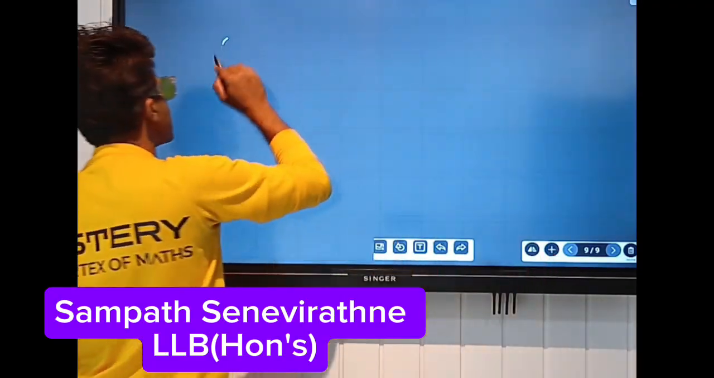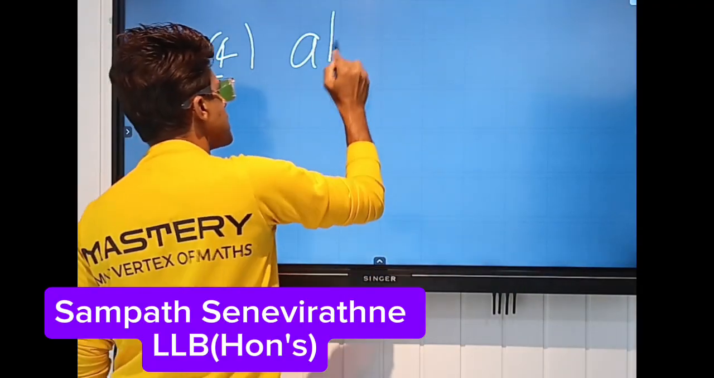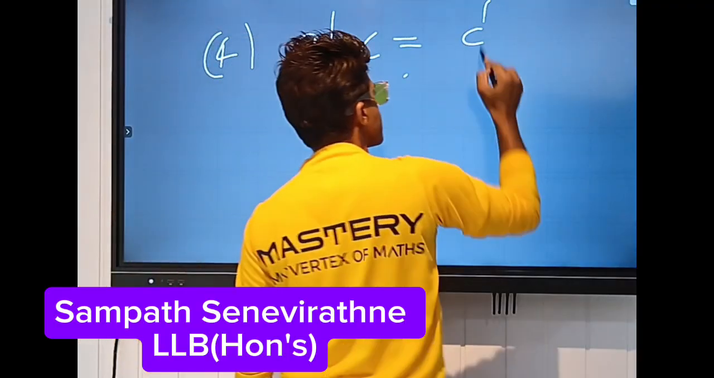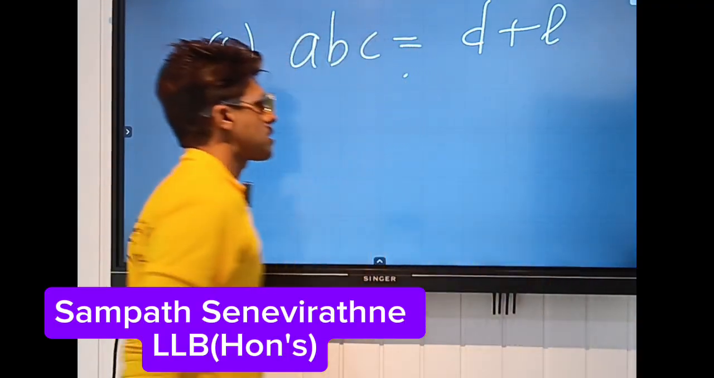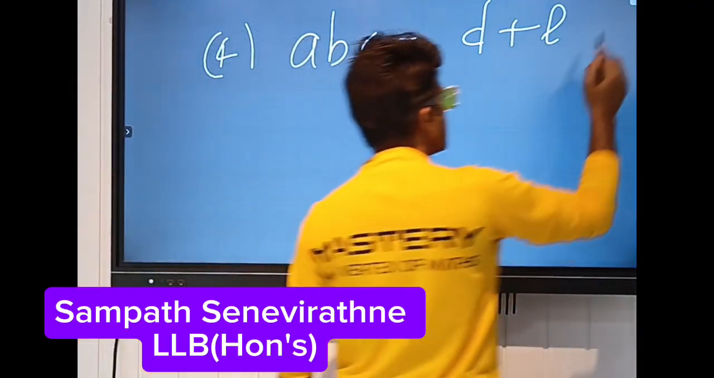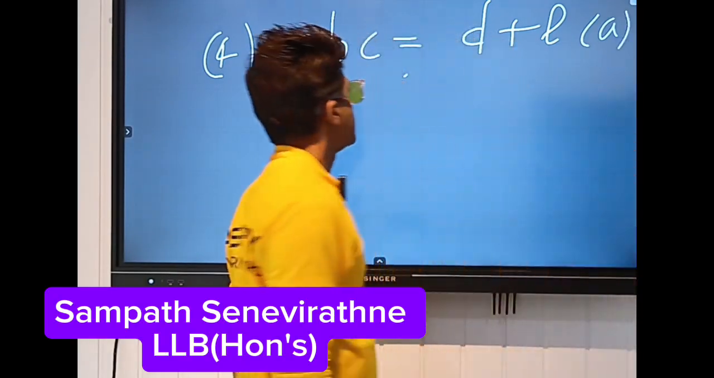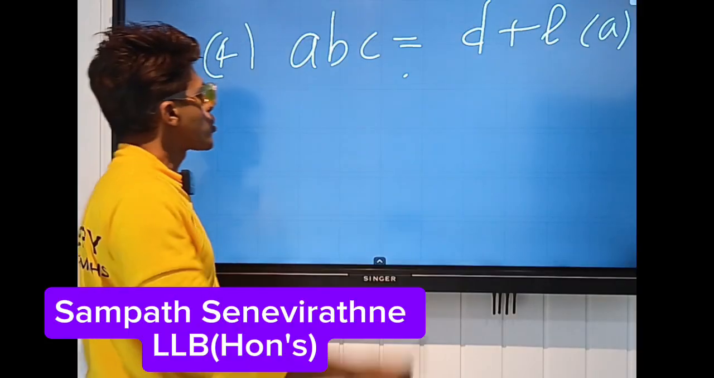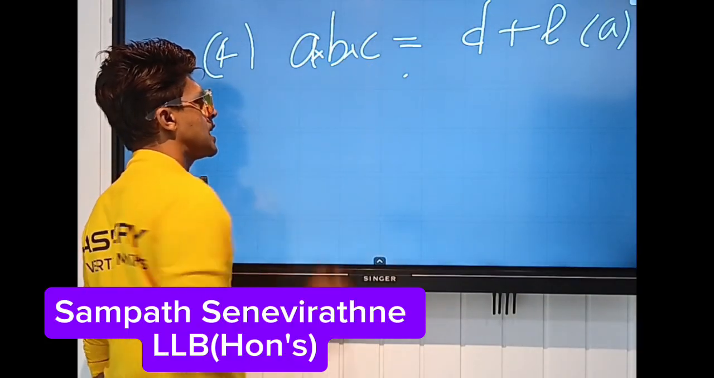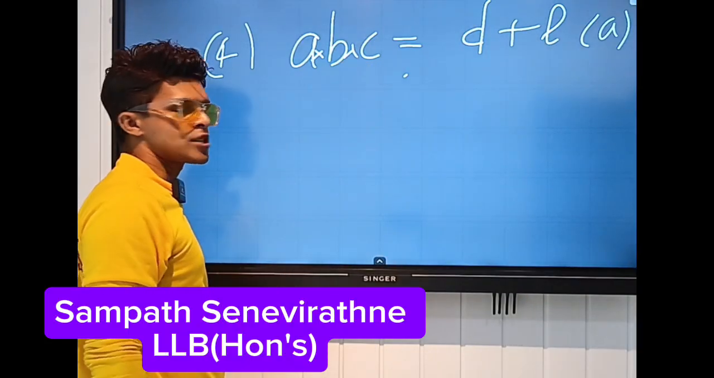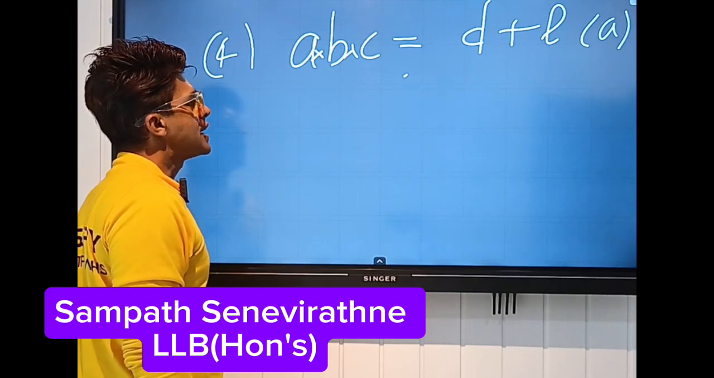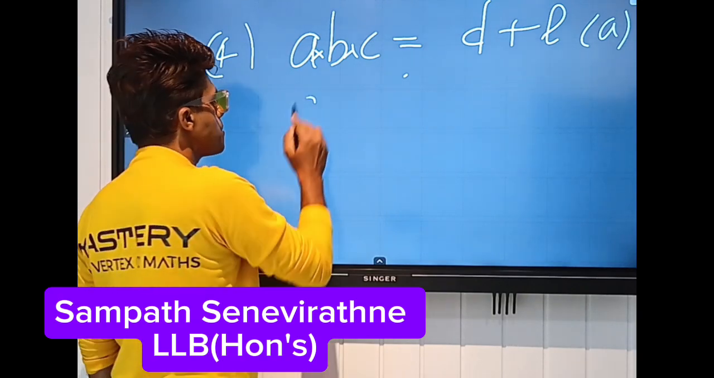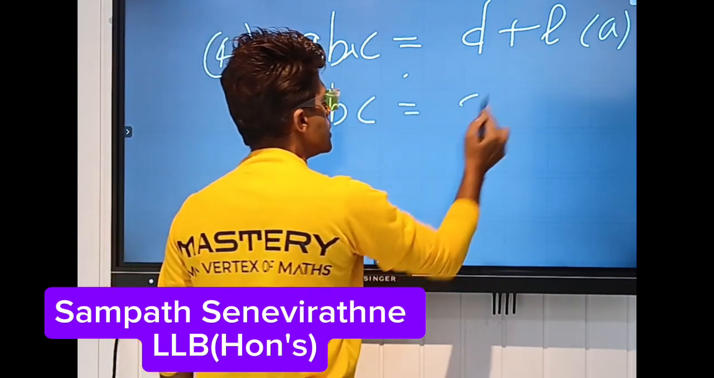The fourth question here is ABC equals D plus L. Let's write the term A as the subject of this formula. How do you write the term A as the subject of this formula? So here multiplication, here multiplication. So when it multiplies, I taught you previously, it's divided. So ABC equals D plus L.